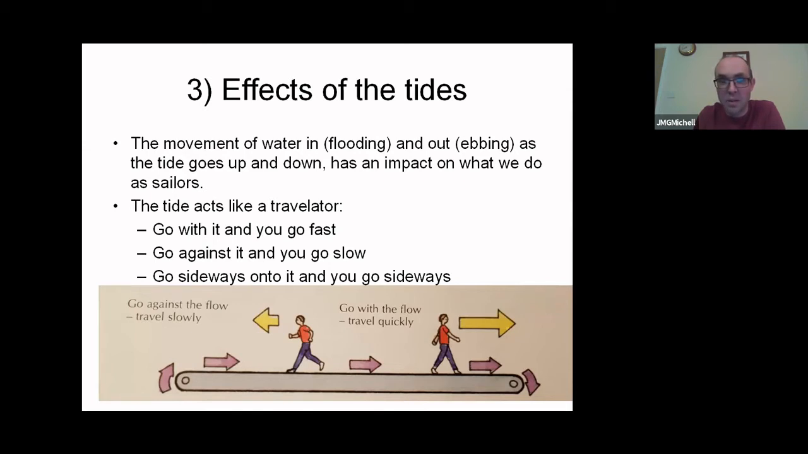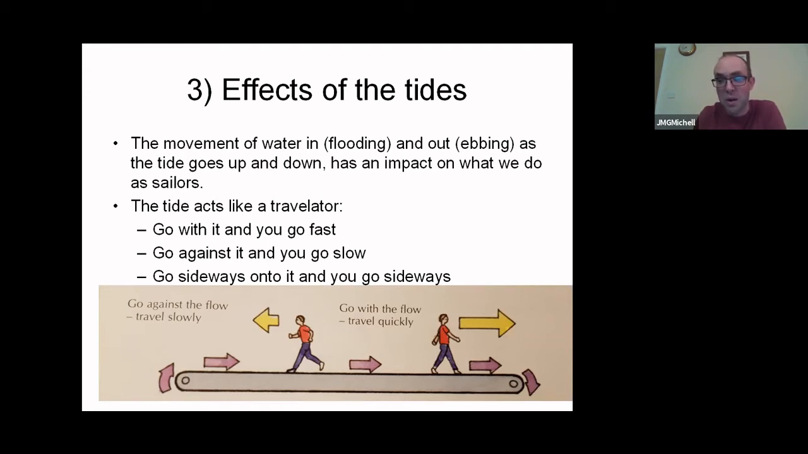At its very basic level, the tide can act as a travelator, hence the diagram from the RYA handbook at the bottom. So if you want to go faster and the tide is going in the direction you want to go, you should always try to go with the tide if it's safe to do so, because you'll get there quicker. So if you've got 4 knots of tide going in the direction you want to go and you're in a boat that only does 3 knots, then between your 3 knots and its 4 knots, you'll go faster. If you turn around and go in the opposite direction and you're doing 3 knots and the tide's doing 4 knots, you're going to go backwards.